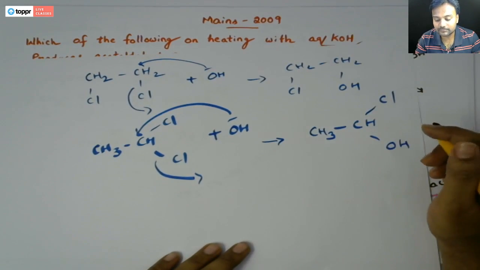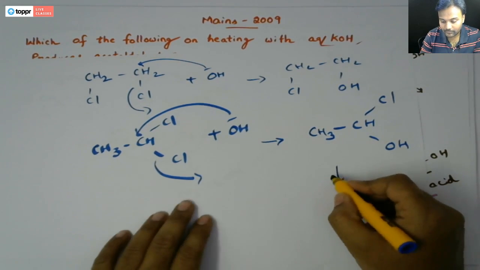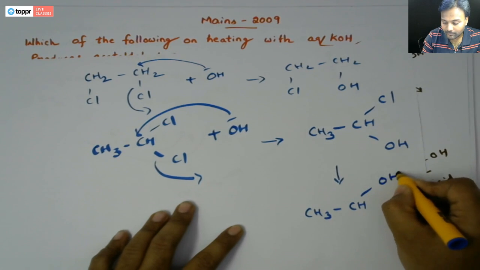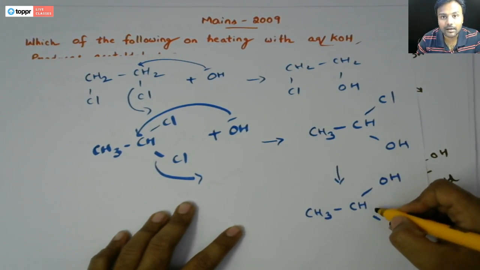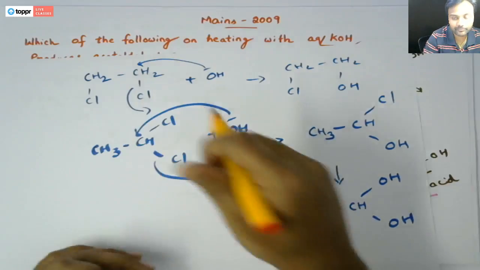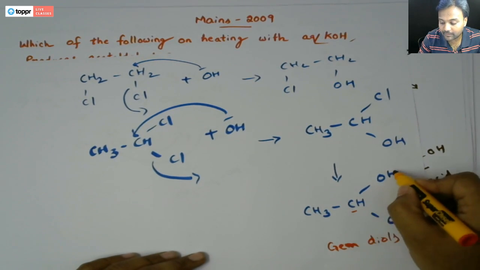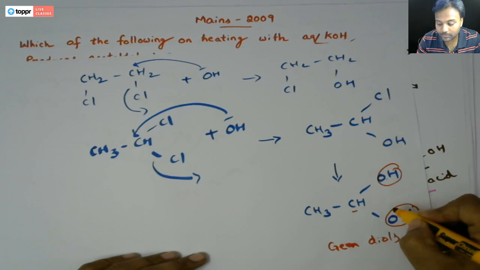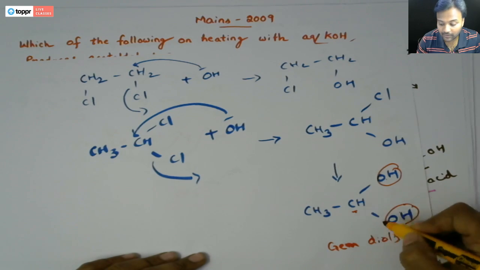Look at this. Again, with excess of OH, you get like this. These are gem diols. These are gem diols. What is a diol? You have a carbon that is attached to two hydroxy groups. That means two hydroxy groups are attached to the same carbon. So this is a diol. What kind of diol? Gem diol.